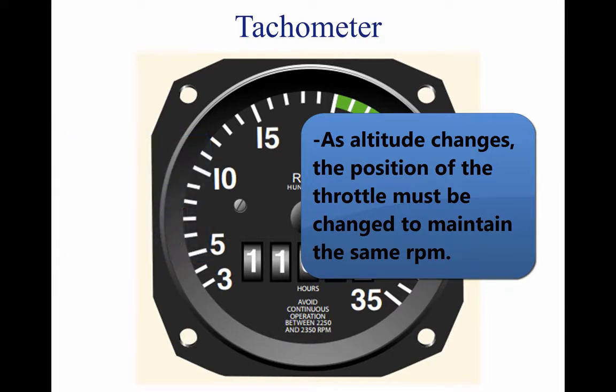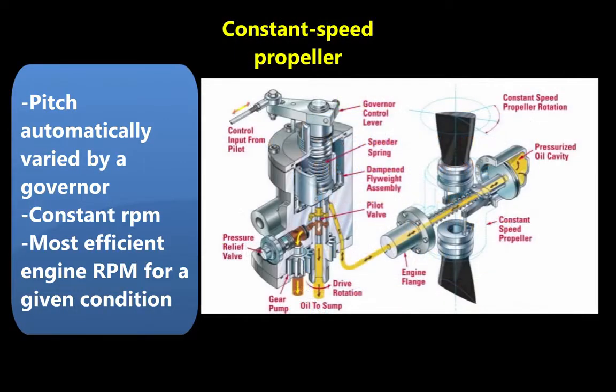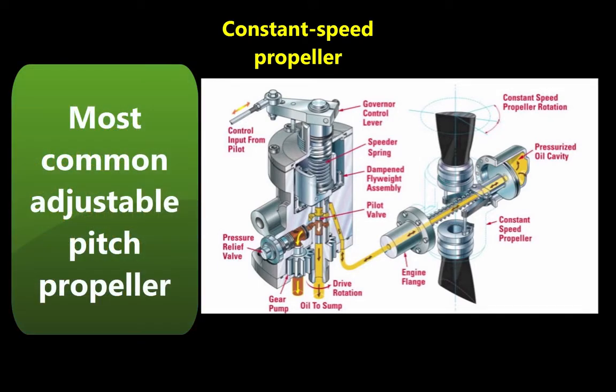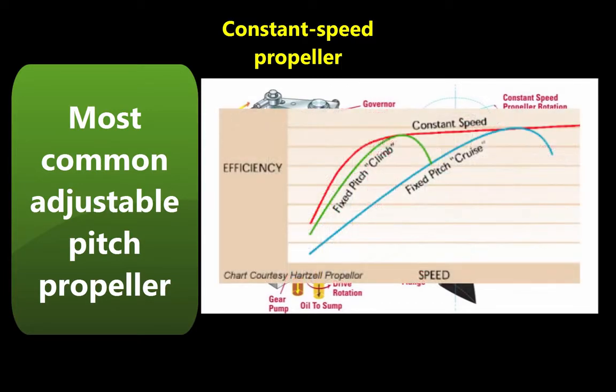As altitude is increased, the throttle must be opened further to indicate the same RPM as at a lower altitude. A constant-speed propeller is a controllable pitch propeller whose pitch is automatically varied in flight by a governor, maintaining constant RPM despite varying air loads. It is the most common type of adjustable pitch propeller. The main advantage of a constant-speed propeller is that it converts a high percentage of brake horsepower into thrust horsepower over a wide range of RPM and airspeed combinations.